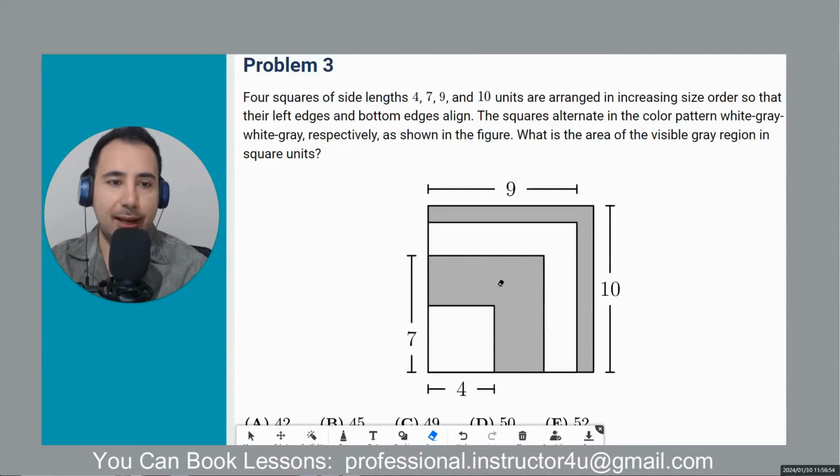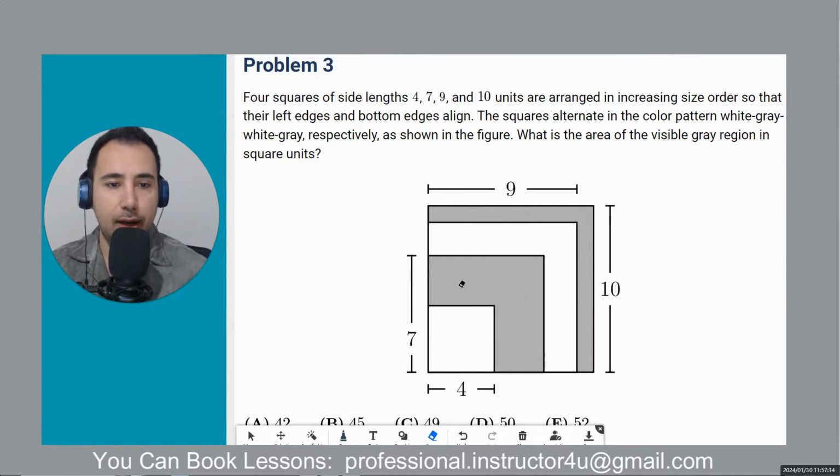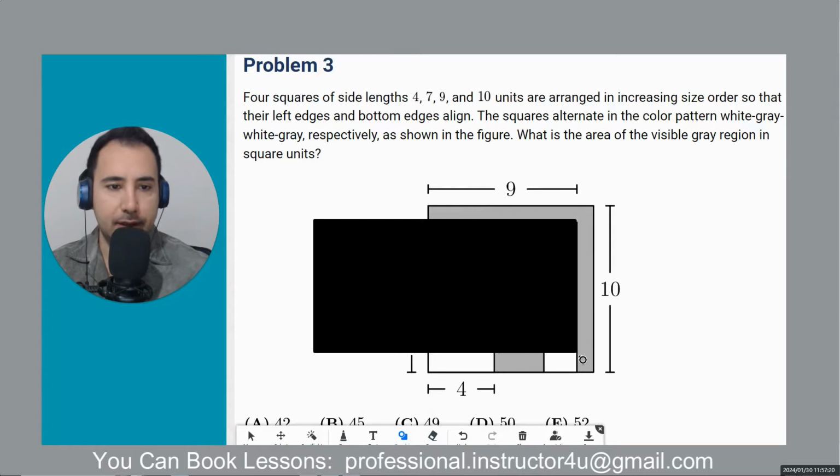As you see, we have 4 squares of lengths 4, 7, 9, and 10. And what we really want, and the only thing we want, is the area of this part and this part, this gray region, this shaded region, plus this shaded region. We find them, we add them, that would give us the answer. So when you see a question like this, I want you to focus on different parts individually, right?